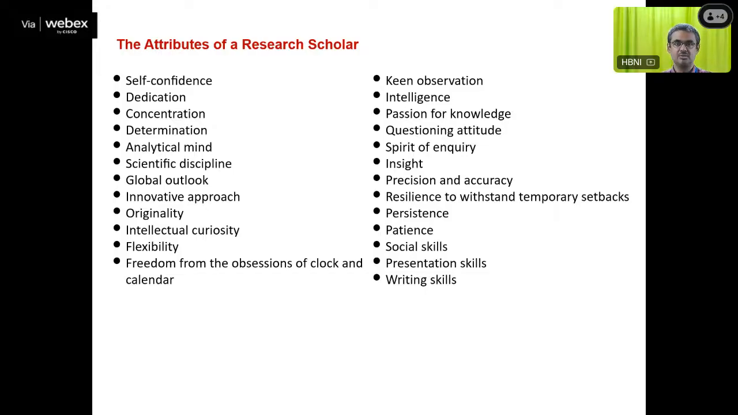Scientific discipline. We have to maintain scientific discipline, all of us who are doing research. And another is a global outlook. Always when we start a research, definitely we do a lot of literature survey. But as we proceed in our research, it happens with me, I don't know with you or not, we slowly get detached from what is going on globally. That should not happen. I also suffer from that, but we should always keep in touch with what is happening globally in our field.